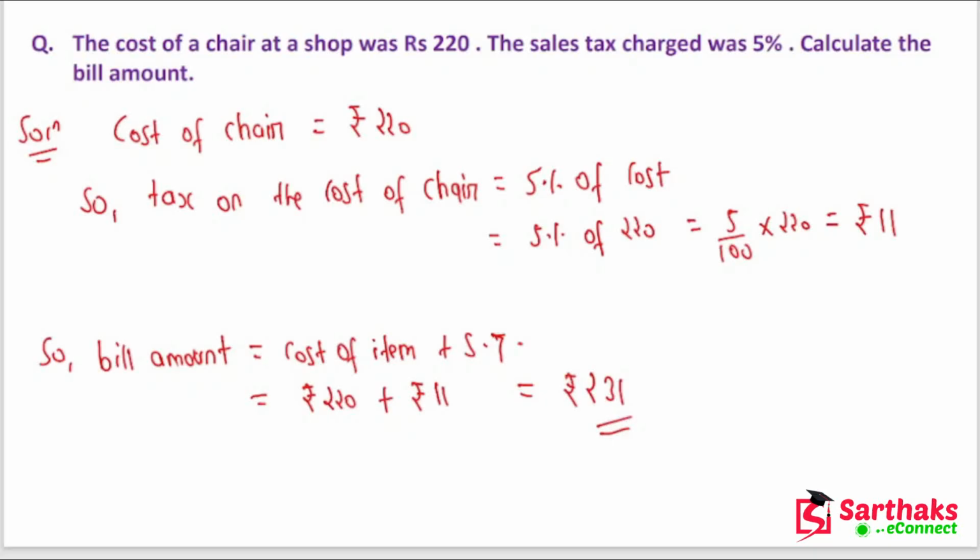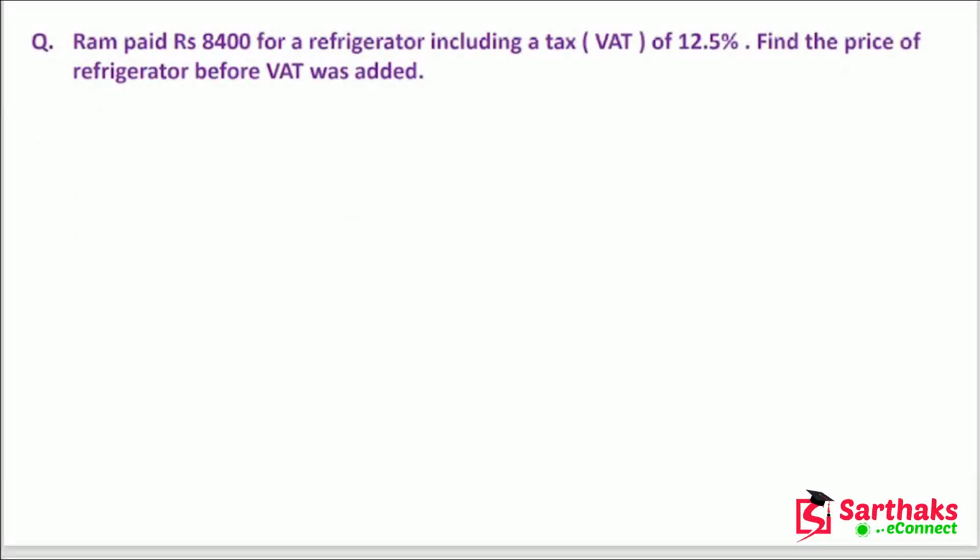Let us move on to the next question. Now it includes VAT. Again, it is the same as sales tax. Ram paid rupees 8,400 for a refrigerator including a tax of 12.5%. So this 8,400 actually includes this tax also. Find the price of refrigerator before VAT was added.